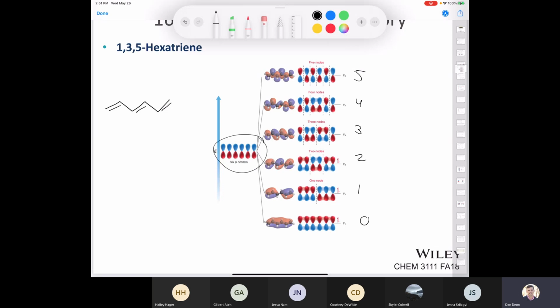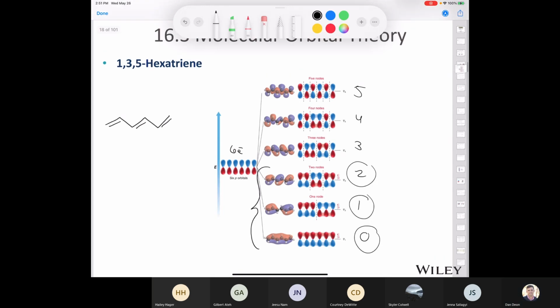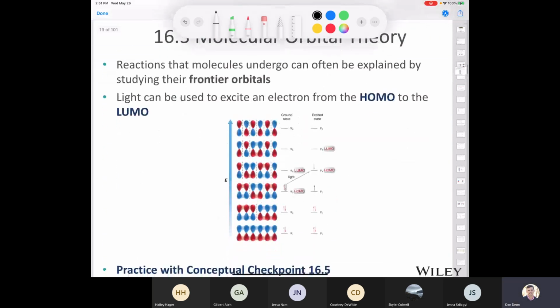If we have a total of 6 p orbitals, how many electrons do we have? 6 electrons. If we can fit 2 electrons in each orbital, where are they going to be? They're going to be in these 3 orbitals here, the ones with 0, 1, and 2 nodes, like that. All right, so that's just a little bit about molecular orbital theory.